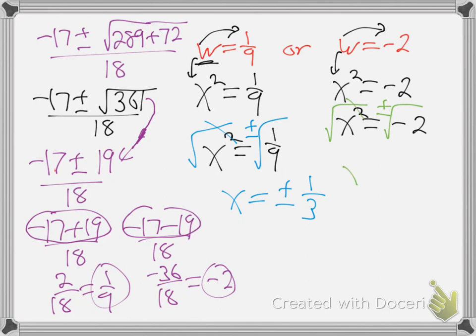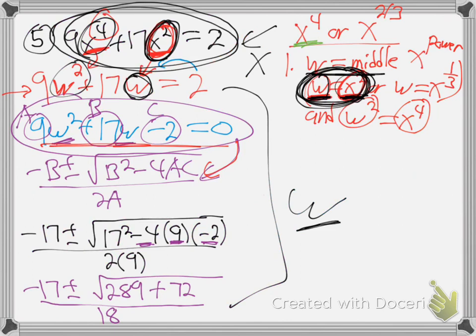Rooting cancels squaring. X is, now what does a negative inside a root do? Kicks out an I. Plus or minus I root 2. There's our 4 answers. Plus or minus 1/3 and plus or minus I root 2. So you see the trick there?